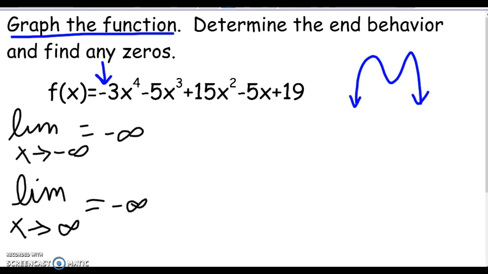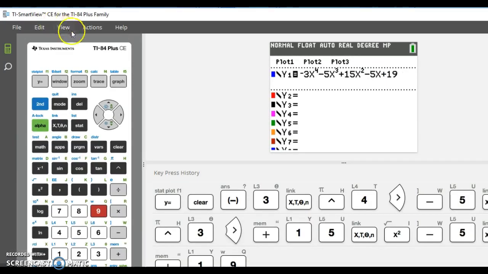So grab your graphing calculator. I would rather you use graphing calculators today because I'm not going to let you use Desmos on this test. At the same time, okay, so I'm going to go graph it on my graphing calculator. All right, so here's my graphing calculator. When you go in there, let's see, is it going to graph?